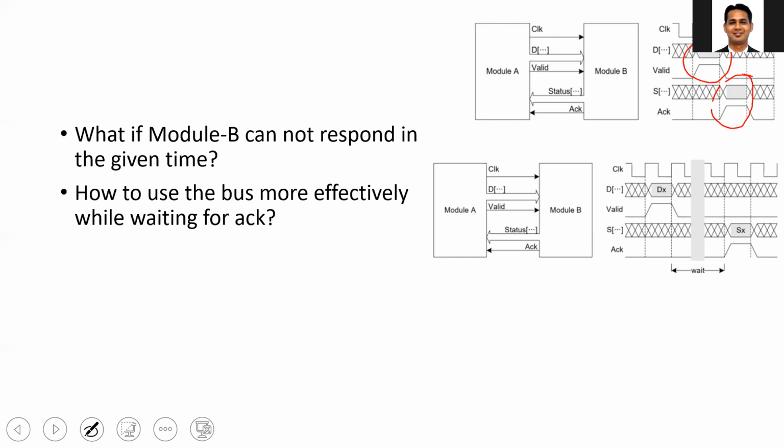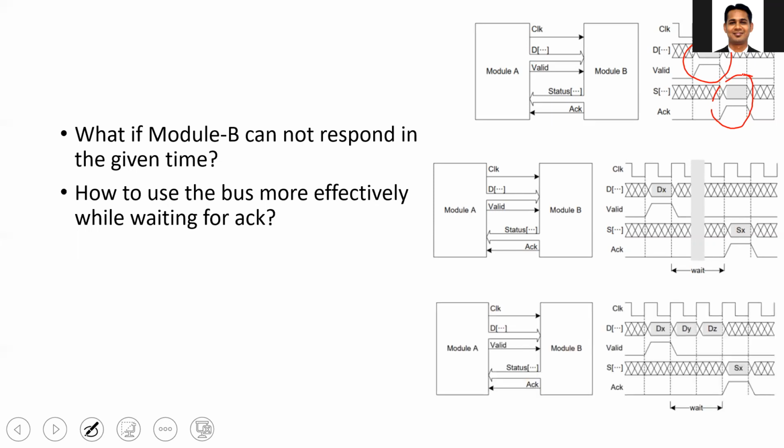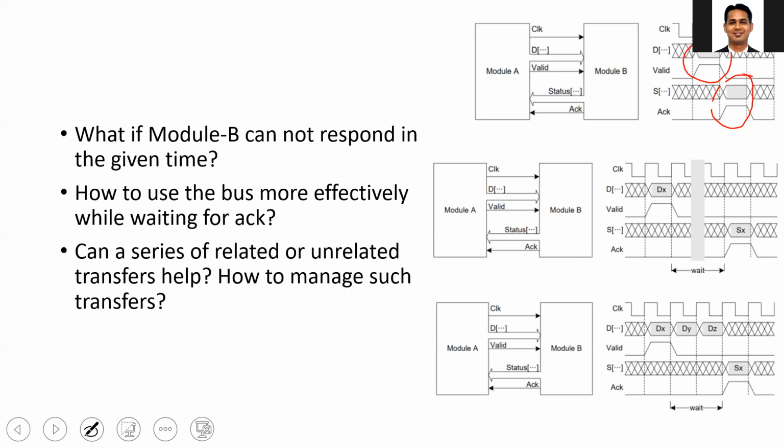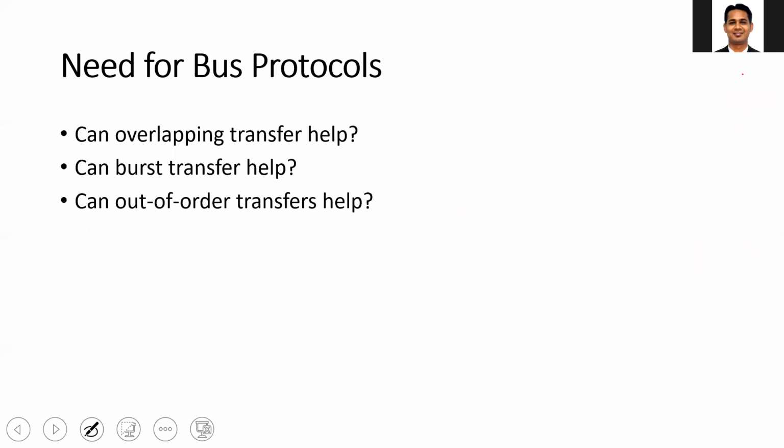Then you can see how to use the bus more effectively. If you keep on waiting for the data, that means the bus is not being used effectively. So one thing is that module A can send the next set of data before waiting for the acknowledgement. You can see that the module is sending X data, Y data, and Z data before waiting for the acknowledgement. So can a series of related or unrelated transfers happen? How to manage these transfers? For that, we need a bus protocol.